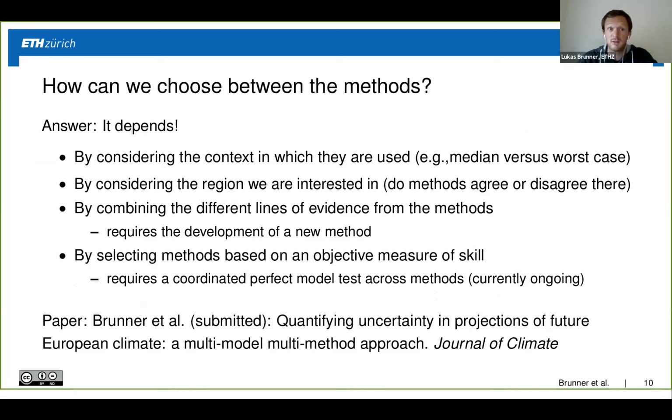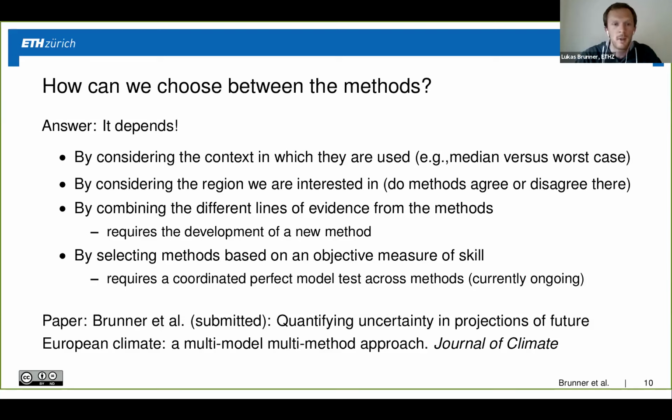So the final slide: how can we choose between these methods, given this kind of divergence in some regions? And I guess for the time being in this talk, the answer has to be, it depends. So one thing we can do is consider the context. What do we actually need this distribution for? Are we only interested in a best estimate, or are we interested in a worst case scenario? In many cases, the median estimates across the different methods are actually in better agreement than the spread is. So if you're only interested in the median, it might be less crucial which particular method you pick.